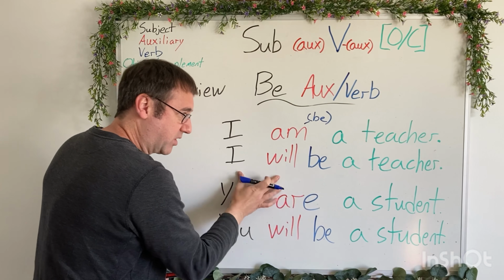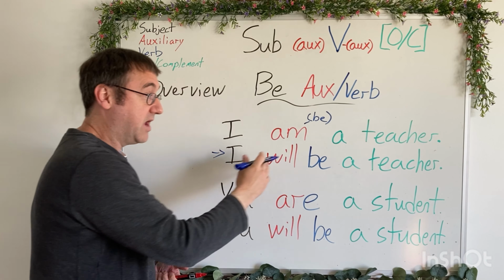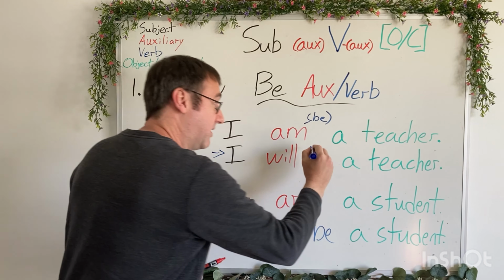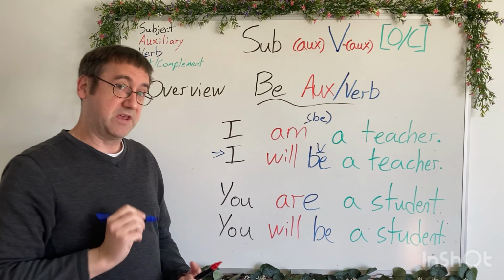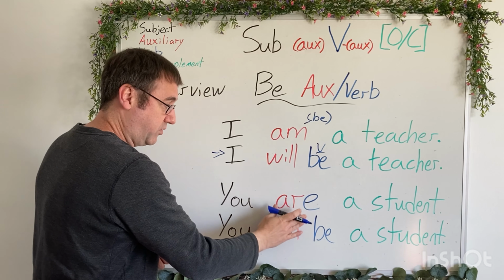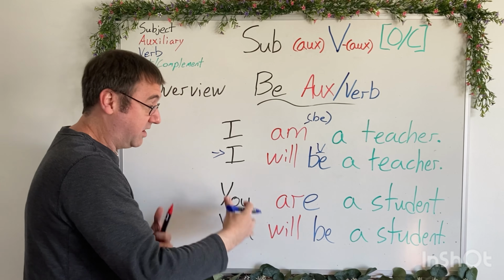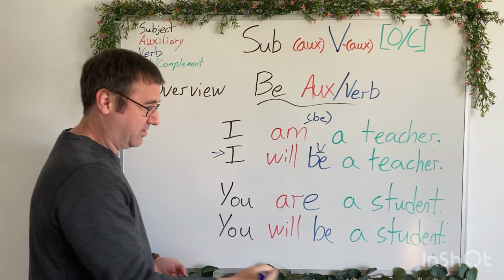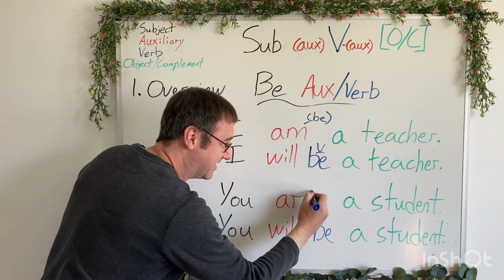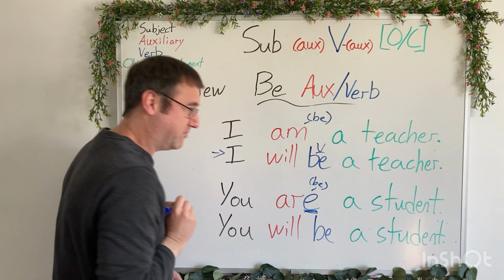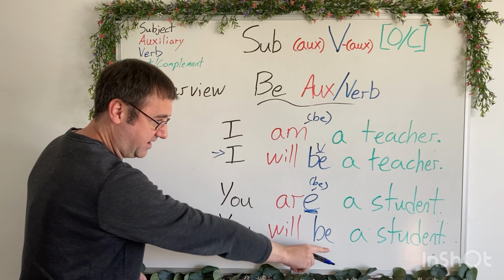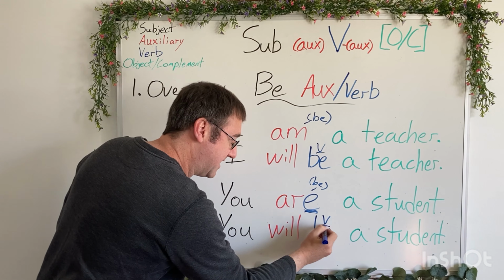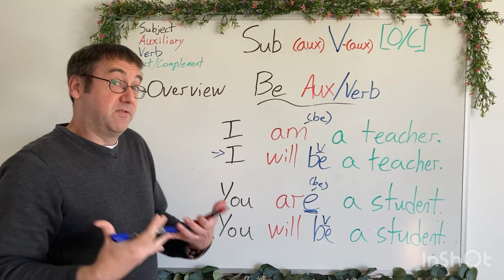And you can see that more clearly in this one here. I will be a teacher. Okay, so if we ask what's the verb in that one, well, that's very obvious, right? It's this be right there, okay? And so if you look down here to the second one, you are a student. I've changed the color a little bit because it'll help you see it a little better. This little e, you can consider that the verb be, okay? And then again, you will be a student is a little more clear that be is the verb. So be is a verb.